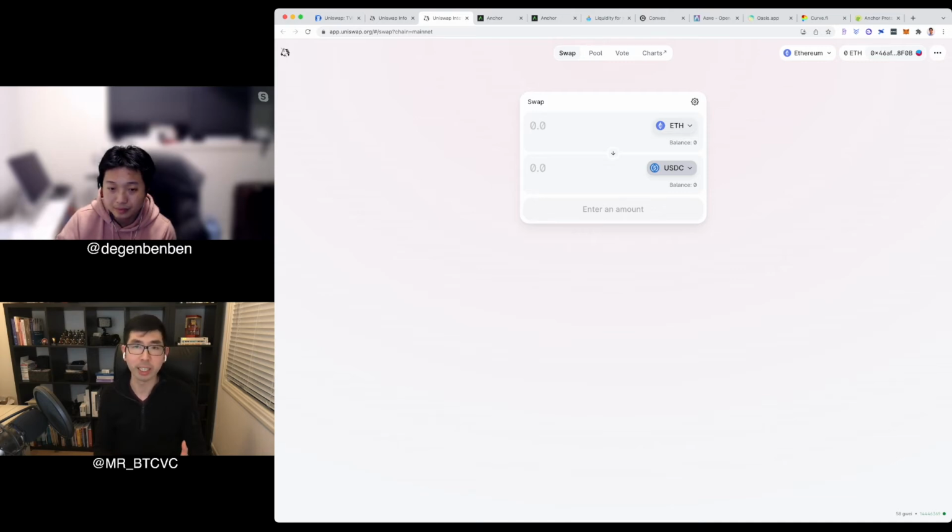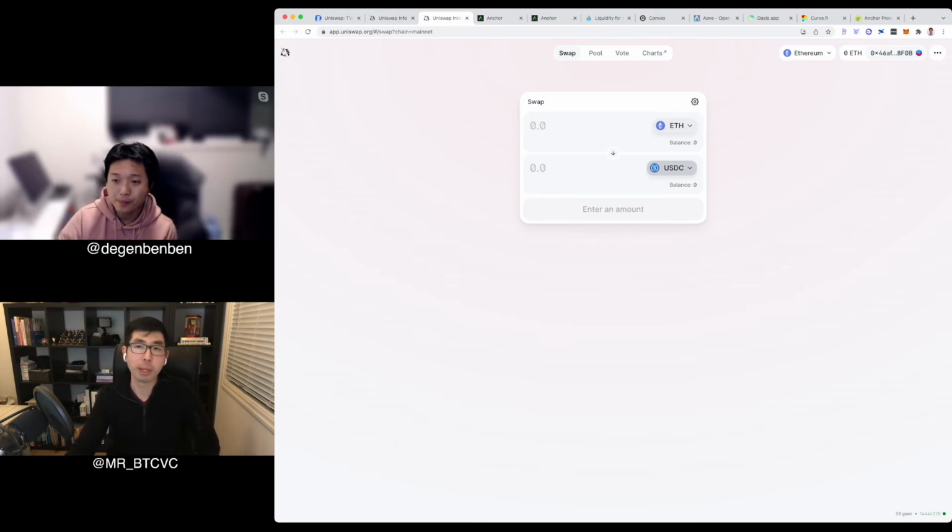When you're first using it and you're learning, try with small amounts first. Even if you have to pay a higher transaction fee than the amount that you're swapping, you can try that out first. Before that, you can even use a test network to make sure you know what you're doing.